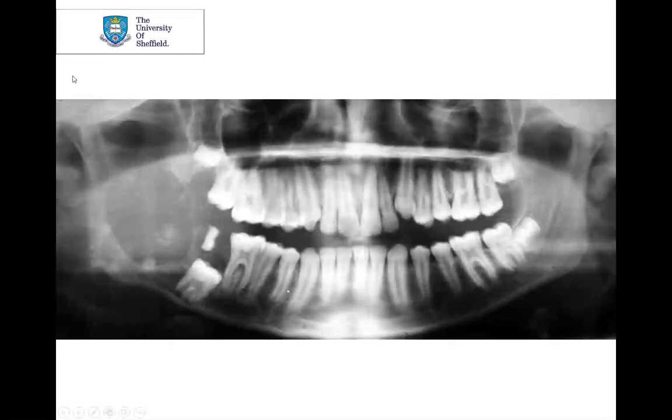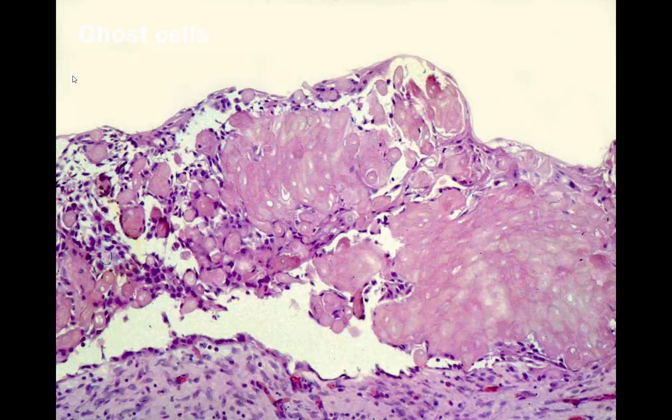So here's a radiograph I think you might have seen earlier. There is a large radiolucent lesion here, but it's definitely got calcification within it. It is displacing teeth. It is expanding the mandible. All these features that we know of a lesion which is somewhat aggressive.